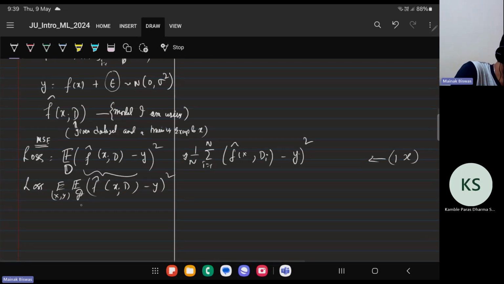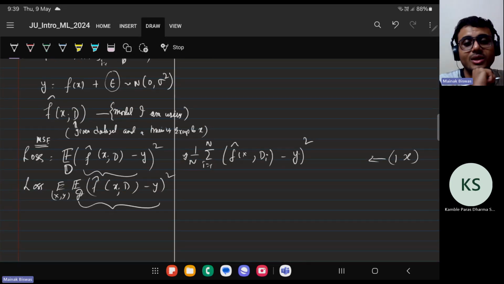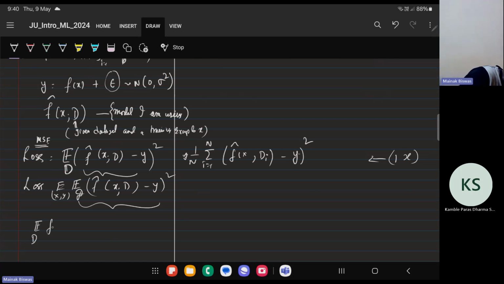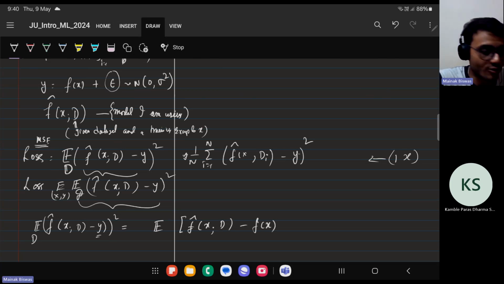We will be taking the internal expected value for the time being, and then we'll see what we have to do. So this is the loss for one data point. Can we write the expected value over D as, I'm just going to put the value of y. If you put the value of y, what you will get is the predictions minus f of x, which is the actual value that your function maps onto.